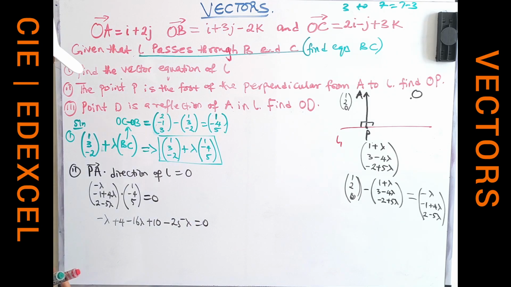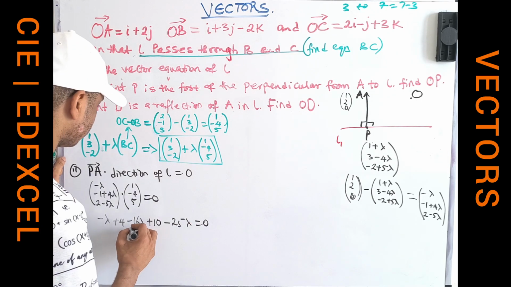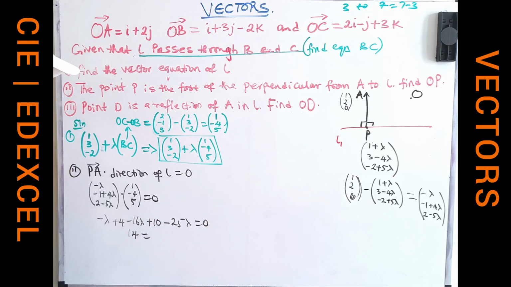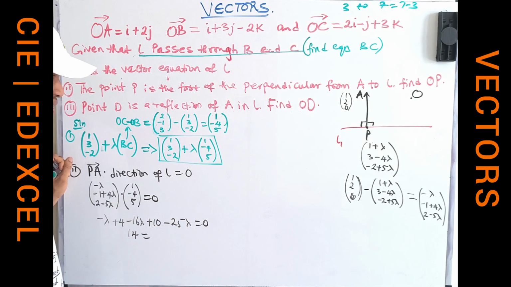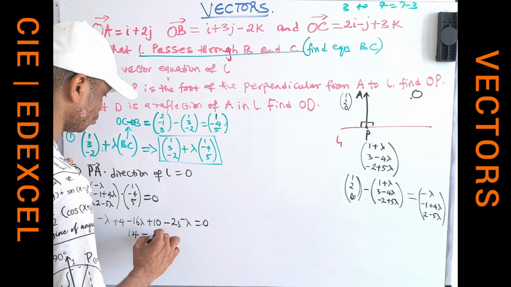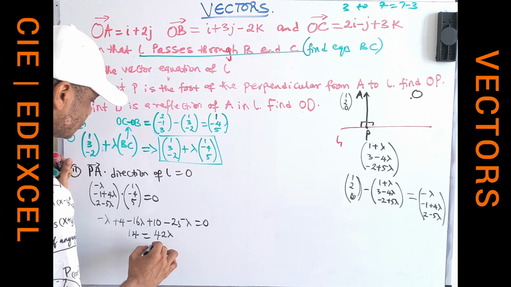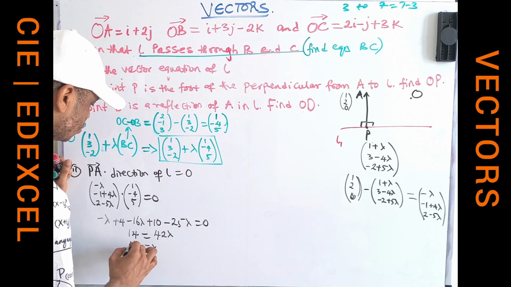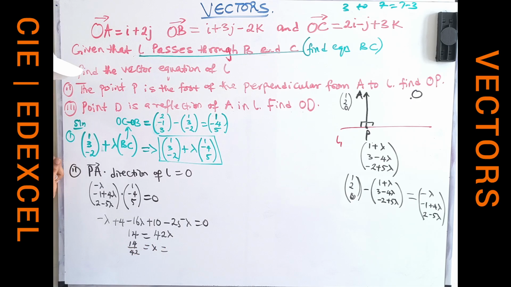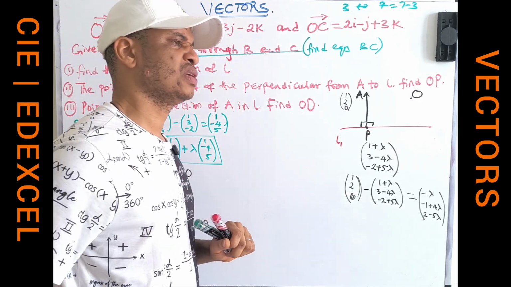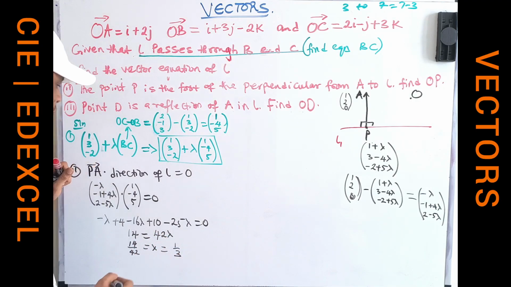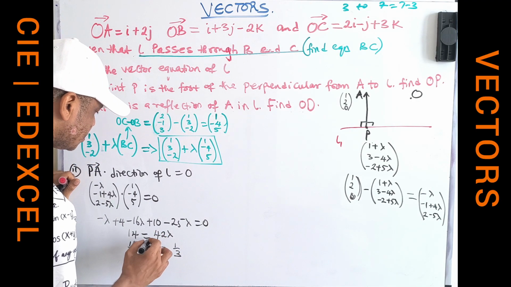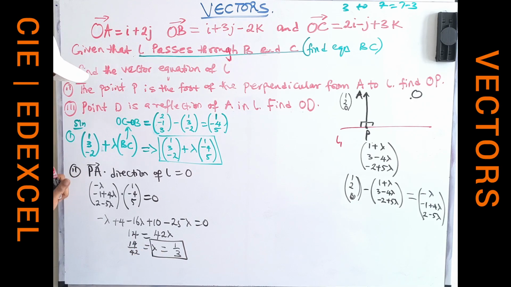So let me collect like terms. This will give me 14 is equal to 25 plus 16, so I'm moving everything to this side. 25 plus 16, that's 41, 42 lambda. So lambda will be 14 over 42, so that should give me lambda as 1 by 3. So my lambda is 1 by 3.